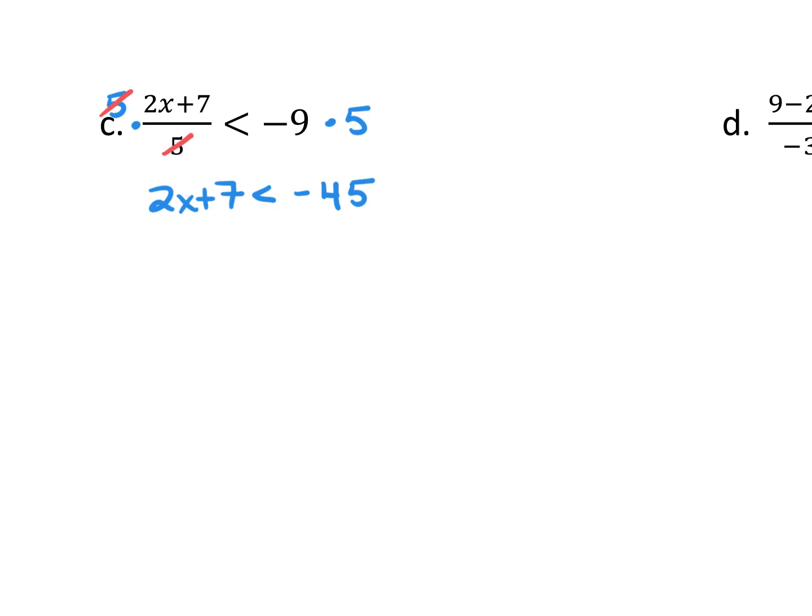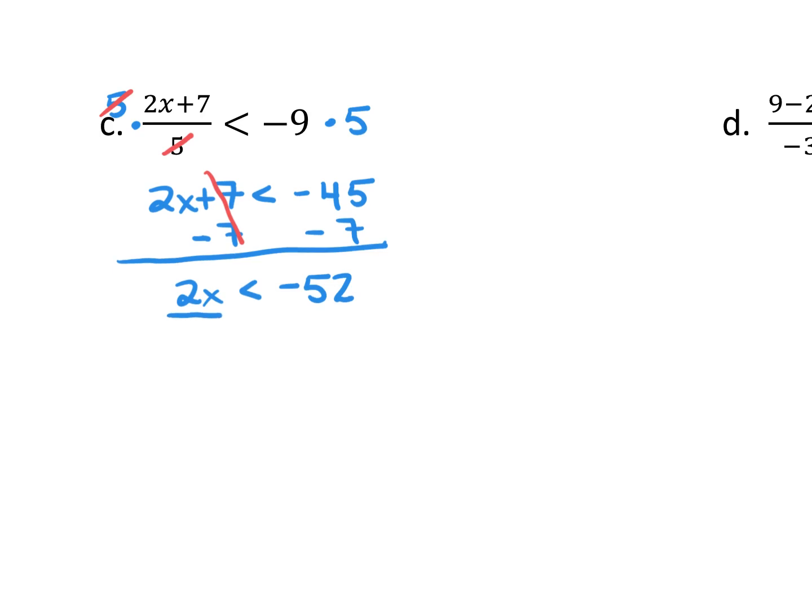We want to finish solving, so the next thing we want to do is, we have all of our x's on the left, so I want to move all of my constants to the right. We're going to subtract 7. On the left, we have 2x. My 7's cancel. And on the right side, we have negative 45 and negative 7. These are same signs, so we are going to add. We get 52. We keep the sign. And again, we do not flip our inequality because this is not multiplying or dividing. This is just subtracting.